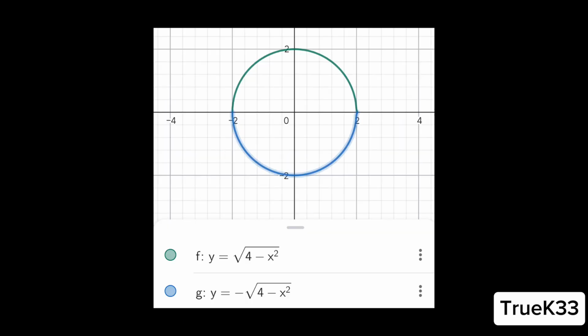However, this graph can be expressed as two functions when we split it into two separate functions, one with a positive range and the other with a negative range.